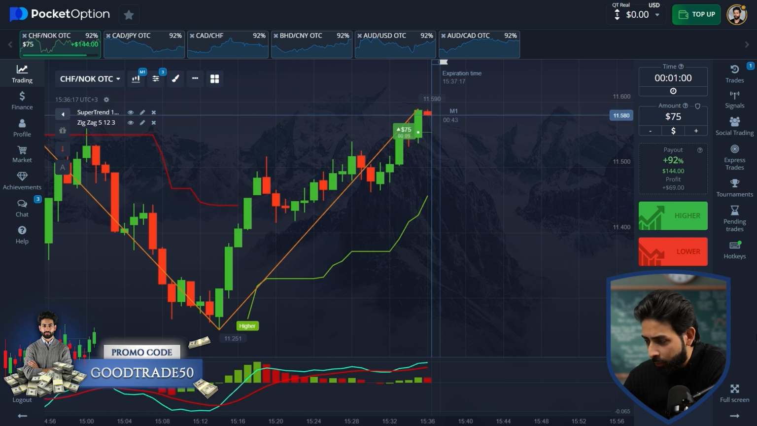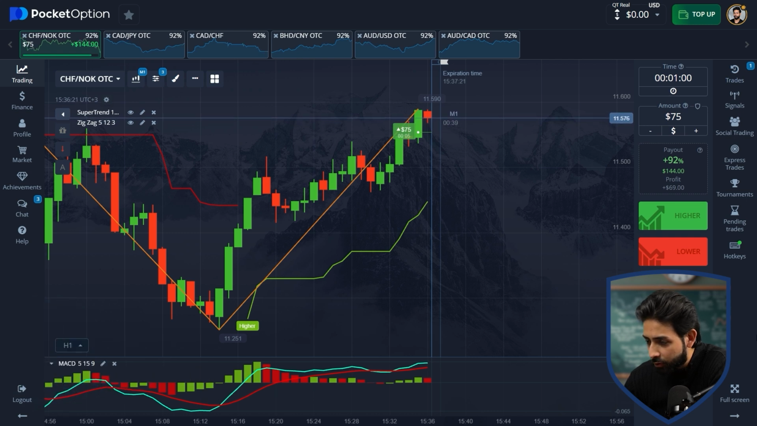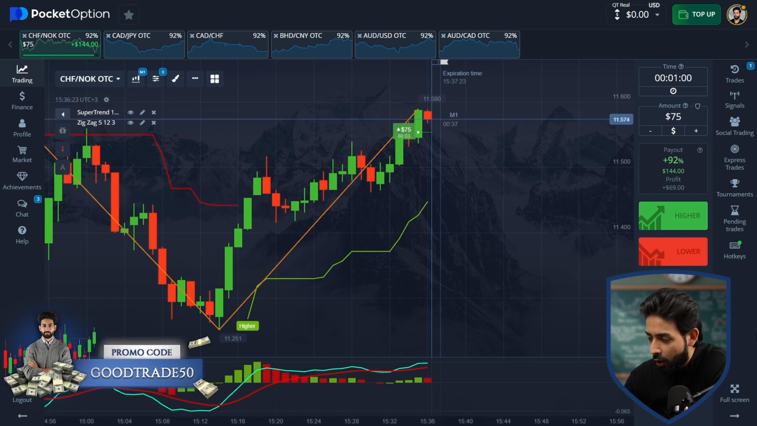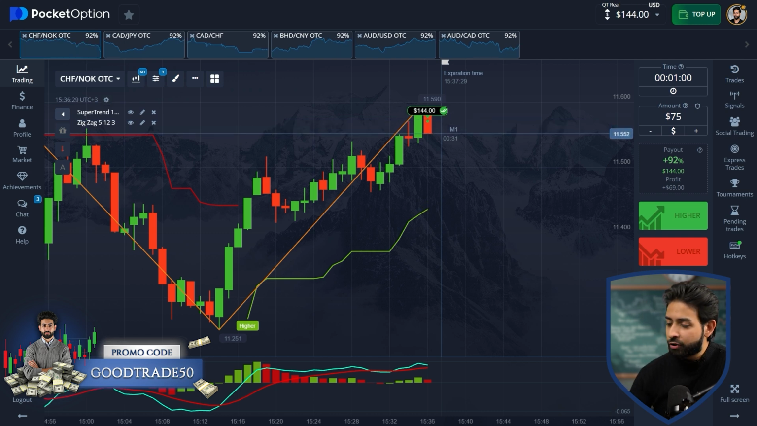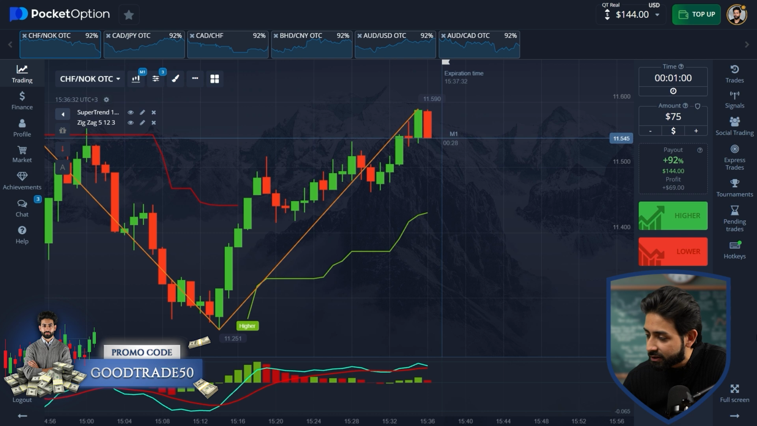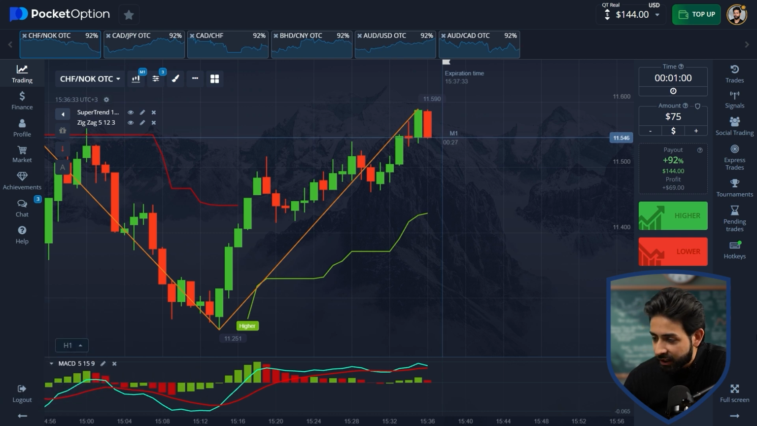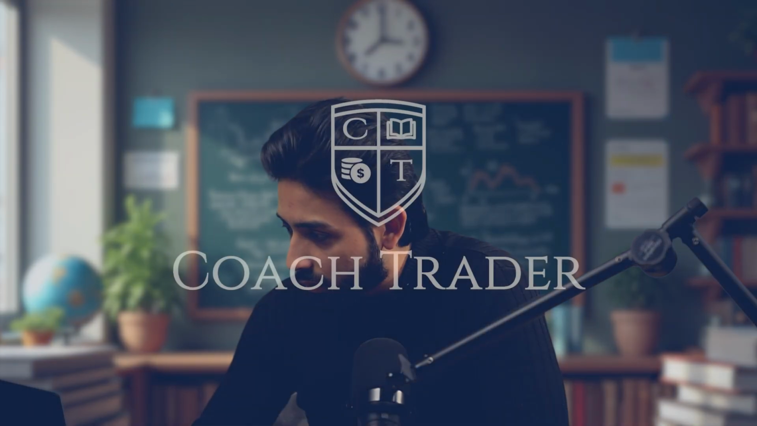Feeling pretty confident about this one. It's the first trade of our day and I'm sure the day is beautiful and everything is on our side. With me and with Pocket Option's trust, we are going to escape our 9 to 5s. Good entry, good exit, $144 on the first trade. Beautiful CHF NOK, beautiful trade. And as I said, we're not here to make money, we're here to make wealth. Alright, looks good.